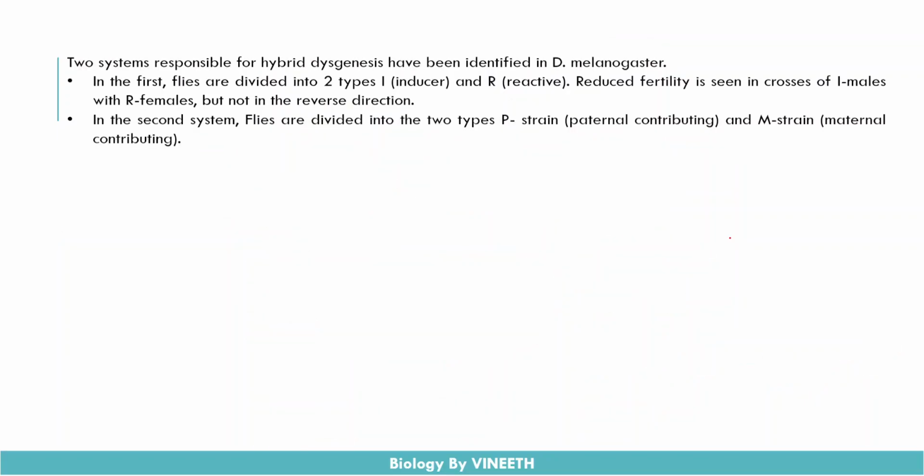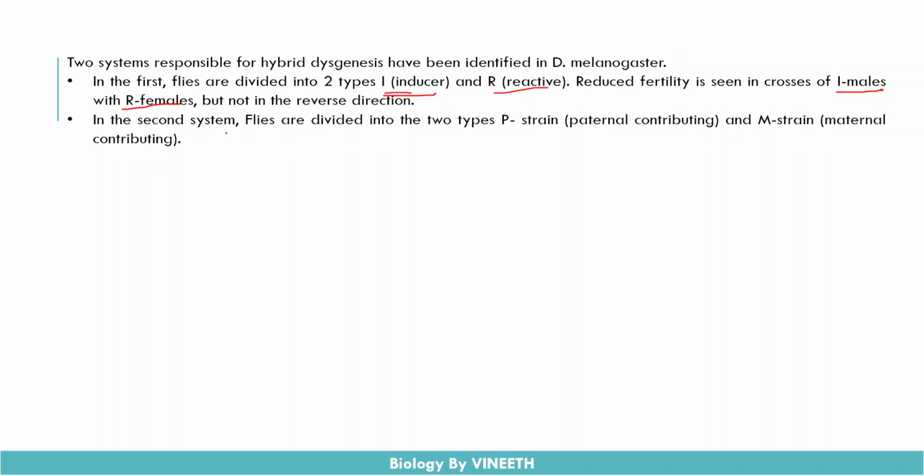So based on hybrid dysgenesis, there are two systems. They have categorized two systems. In the first, flies are divided into inducers and reactives, the I strains and the R strains. When you cross I males, inducer males, with the reactive females, hybrid dysgenesis was observed. So when I males were crossed with the R females, hybrid dysgenesis was observed.